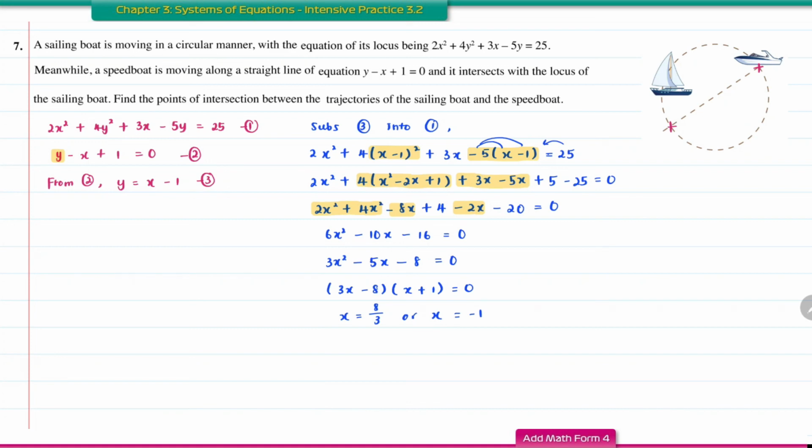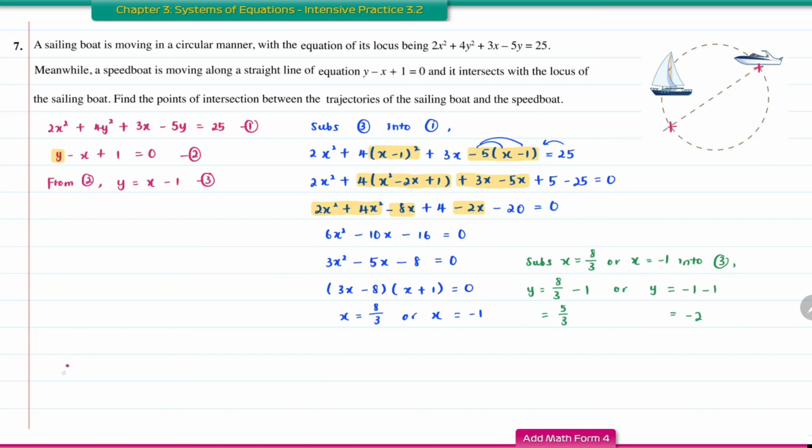Alright, so now we're going to find the value of y. So I'm going to substitute the value of x that we find into the equations number 3. So the first one is y equal to 8 over 3 minus 1, or the other one is y equal to negative 1 minus 1. So for the first one here, the answer is going to be 5 over 3, or the other one is y equal to negative 2.